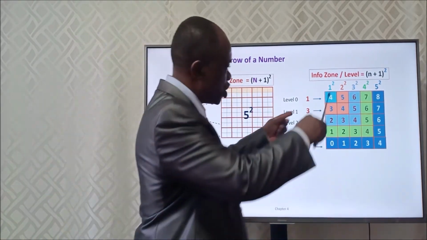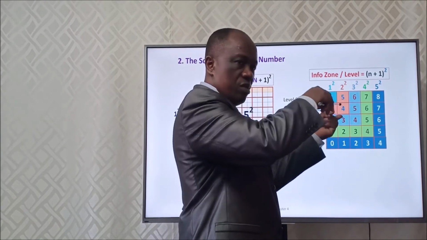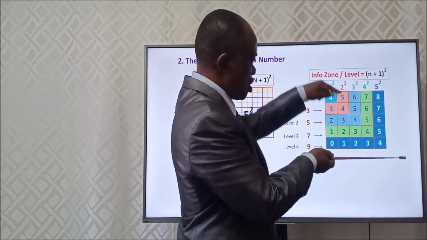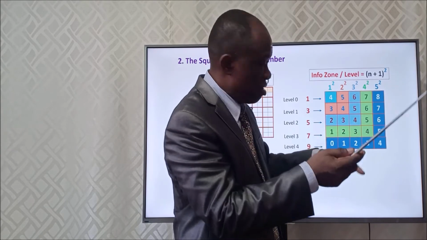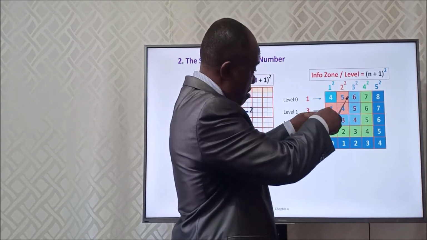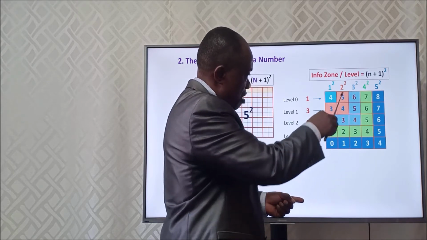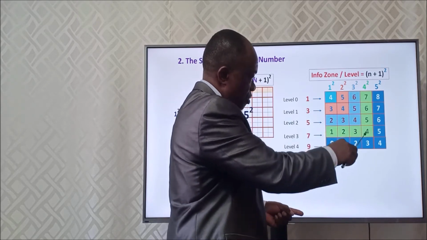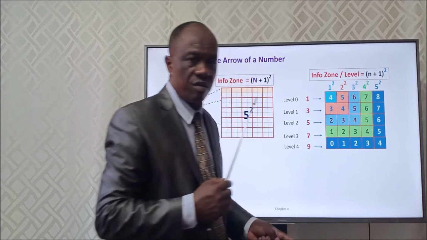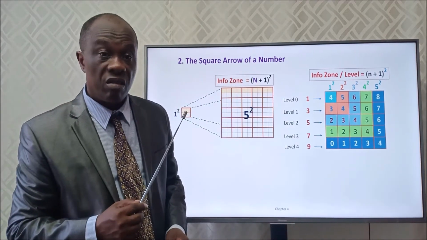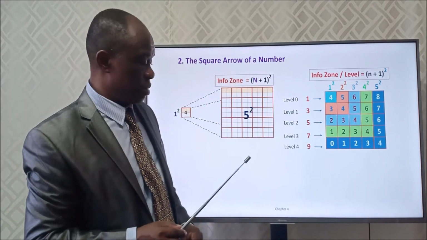You see very well the shape is an arrow. You can change the position of that as you wish. You can change it this way, that way, but it really describes an arrow. That's what we call the square arrow.